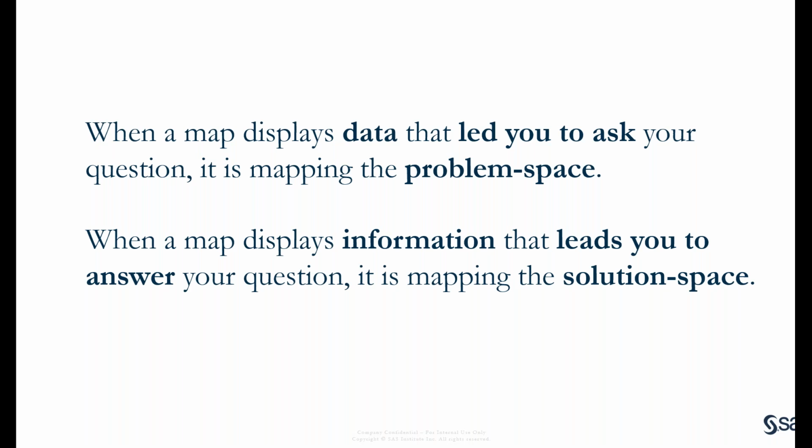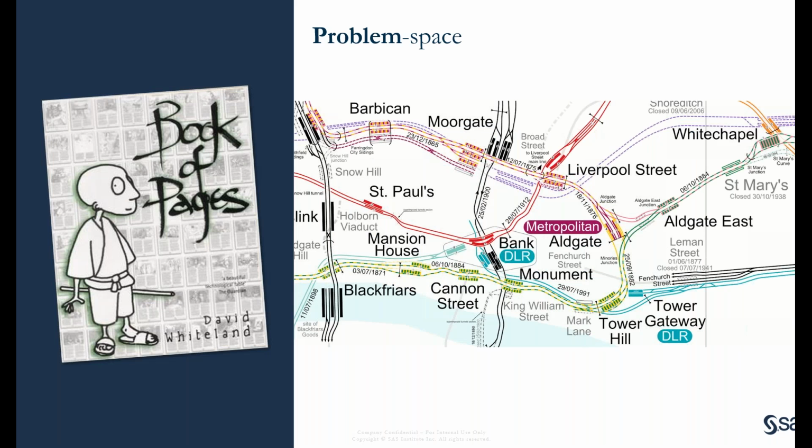When a map displays information that leads you to answer your question, it's mapping the solution space. Actually, I think examples help a lot here. So here's an example of the problem space. This is an actual map of what the London Underground looks like in the center of the city. Tower Hill, that's where the Tower of London is. This is the problem space.